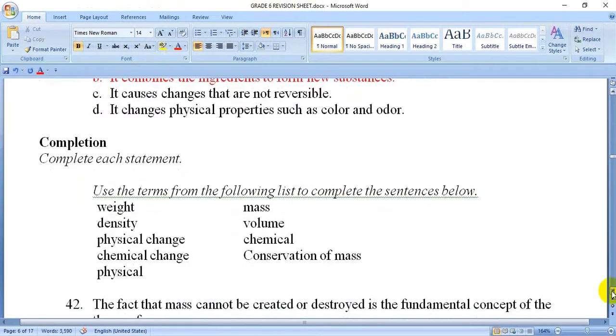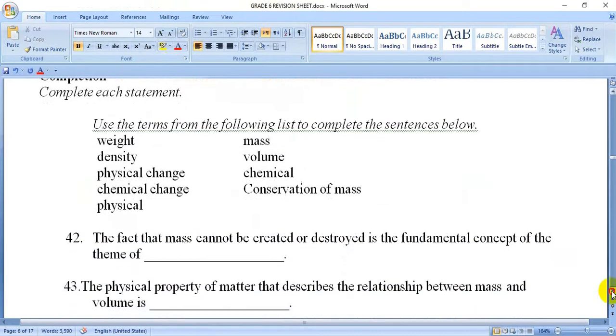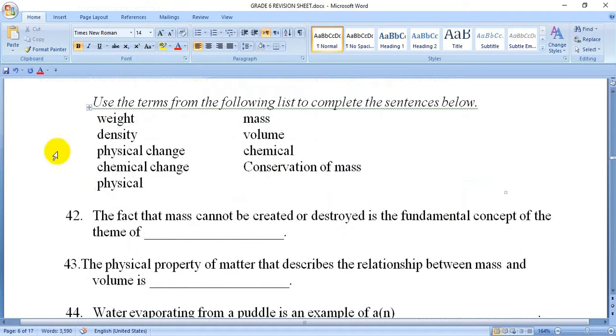Complete each statement. We need to use these words to fill the gaps in each sentence. So question 42. The fact that mass cannot be created or destroyed is the fundamental concept of the theme. So conservation of mass means that the mass doesn't change in any physical or chemical changes.